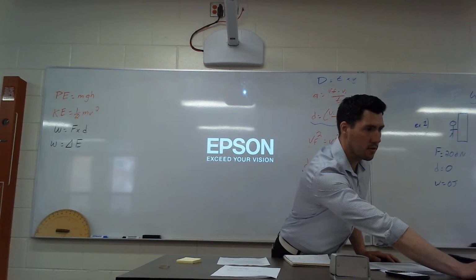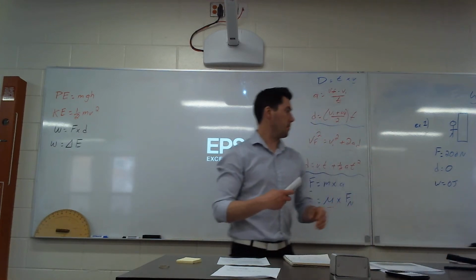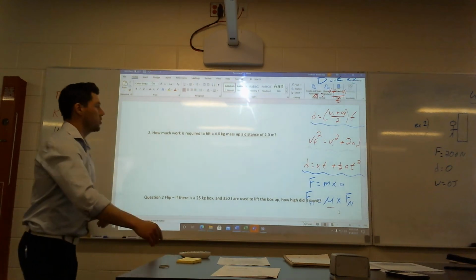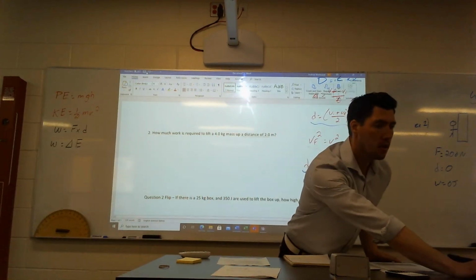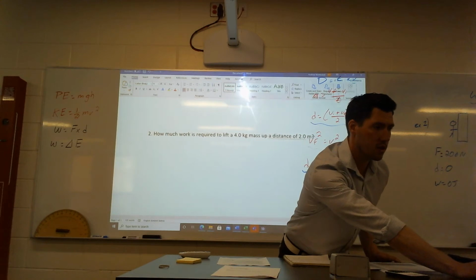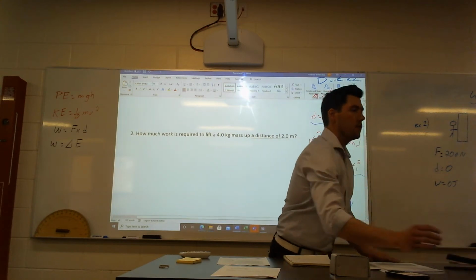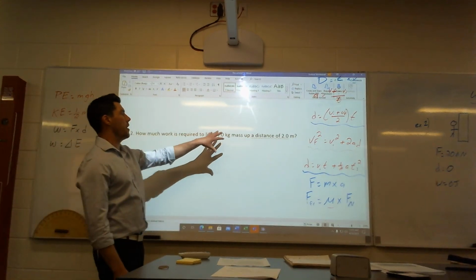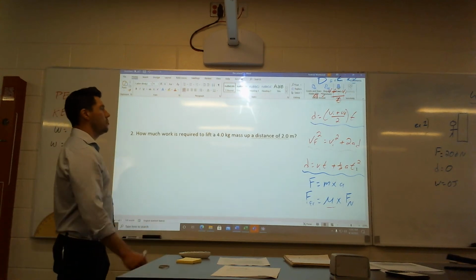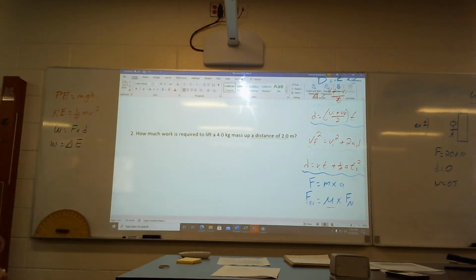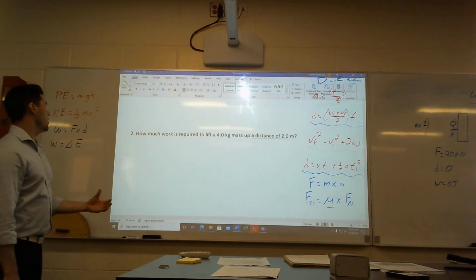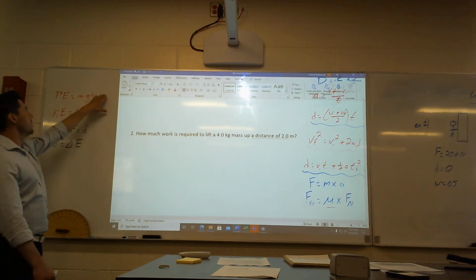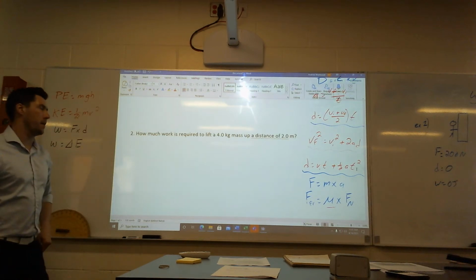Let's make this a little bigger. And so here's our first question, question 2. It says, how much work is required to lift a 4 kilogram mass up a distance of 2 meters? Now, if you look over here, I've added my 2 other formulas. I have work equals force times distance, and work is also the change in energy, change in kinetic energy or change in potential energy. I also have my potential and kinetic energy here. So here are the 4 formulas that I'm probably going to be using today.